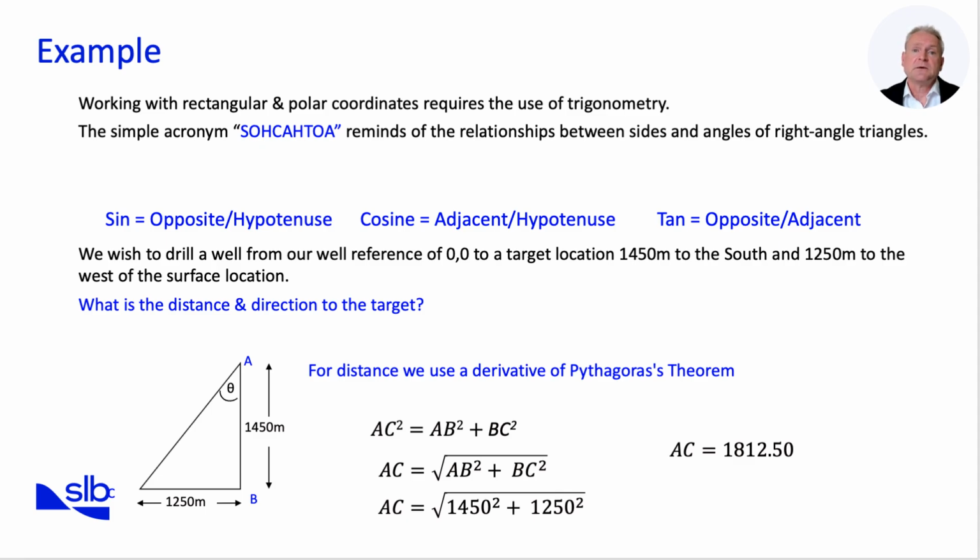Here we wish to drill a well from our well reference of 0, 0 to a target location 1,450 metres to the south and 1,250 metres to the west of the surface location. We can use Pythagoras' theorem. Looking at a triangle with corners A, B and C, the theorem states that the square of the hypotenuse length AC is equal to the square of AB plus the square of BC. So if we know two lengths, we can calculate the length of the third. In the example, to calculate the length of AC instead of the square of AC, we need to square root the other side of the equation. In this case, the length of AC is 1,812.5 feet.